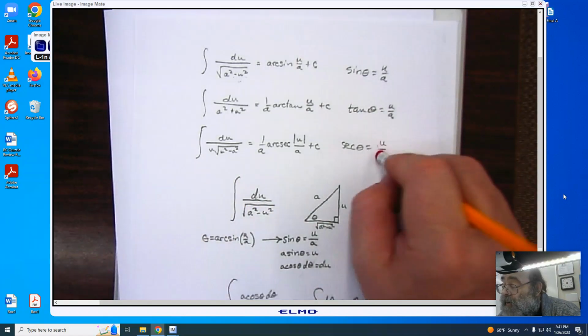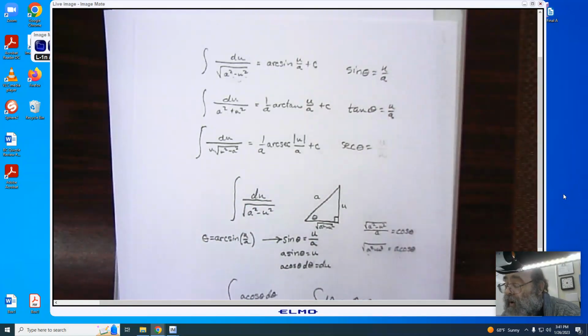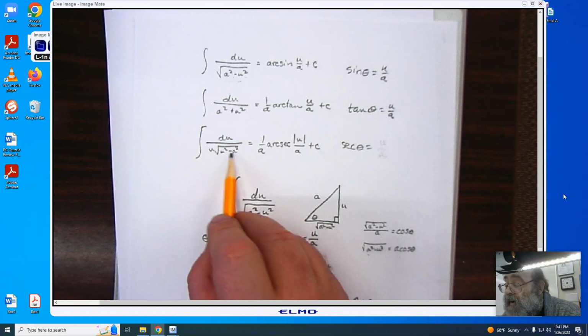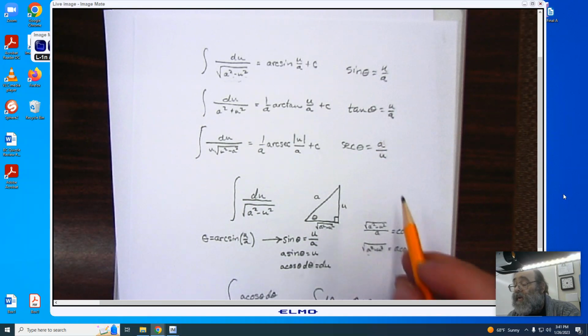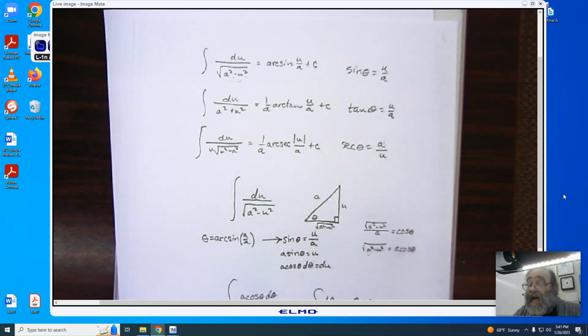Hang on a minute, I've got it backward. I'm just double checking my work. You notice I've got u squared minus a squared. That's going to be a over u. This is one of the reasons why we're going to need to have that absolute value.